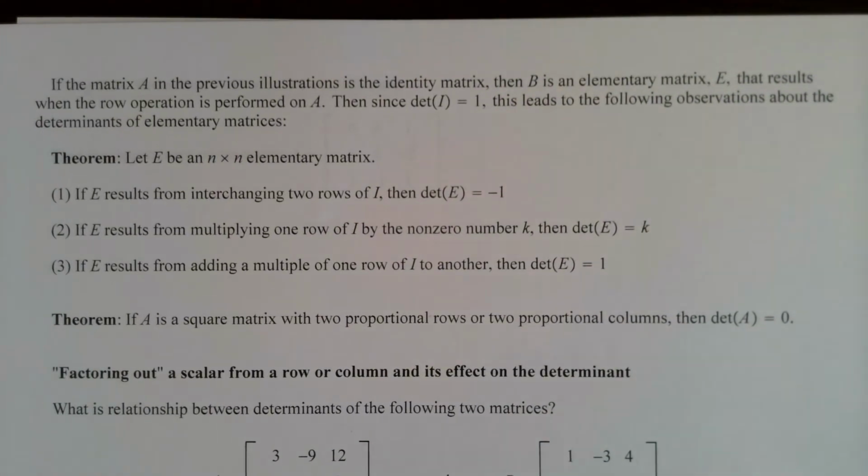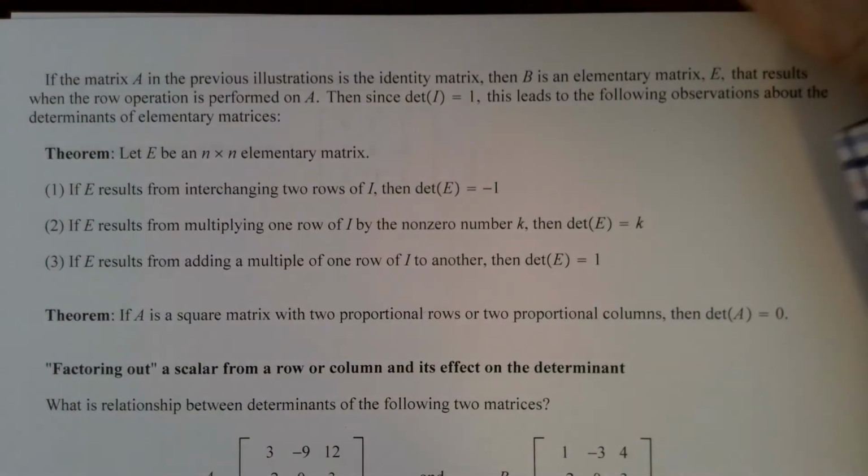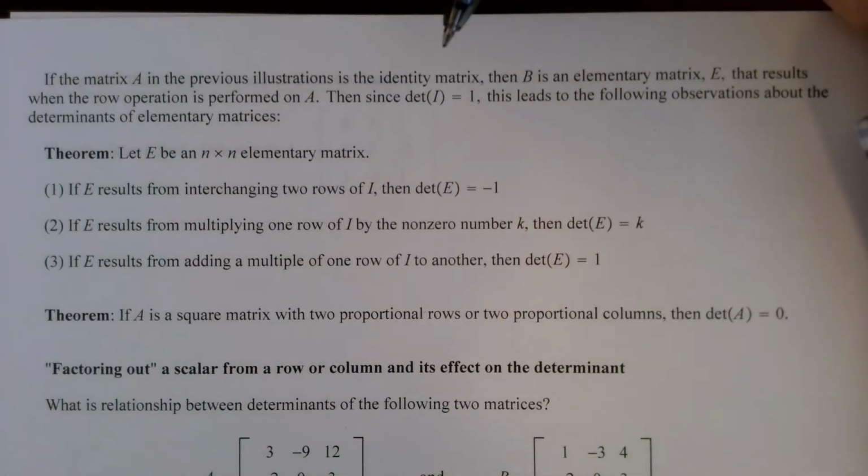Okay, with that, I want to take a look at the elementary matrices. What is the determinant for elementary matrices? Well, we know that an elementary matrix results by performing one row operation on the identity matrix. Since we know the determinant of the identity matrix is 1, how do I know that? How do I know right off the bat that the determinant is 1? Because the identity matrix is a diagonal matrix with 1s all down the main diagonal.